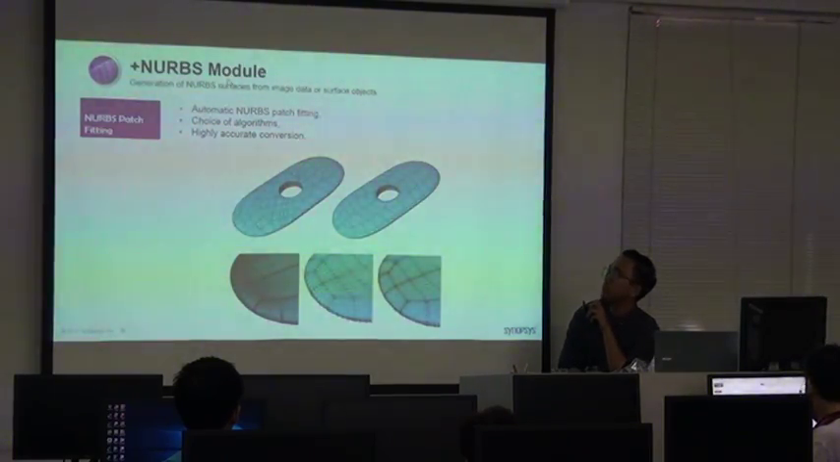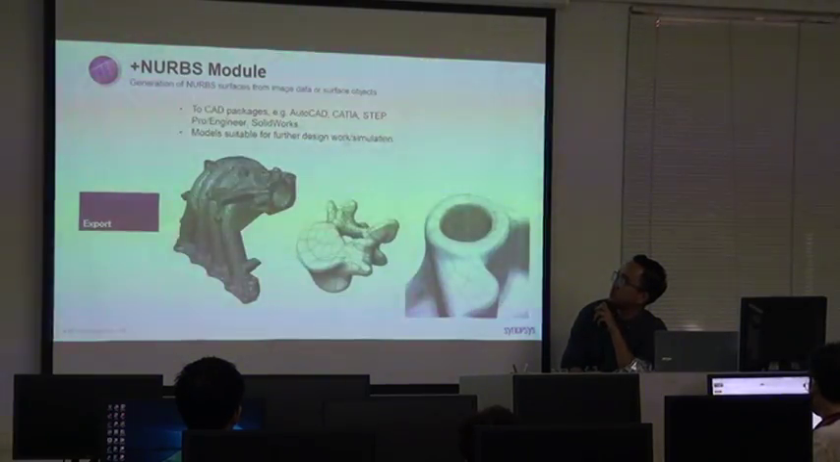And then we also have a NURBS module. The NURBS module generates a NURBS surface. Then the NURBS surface can be exported into AutoCAD, CATIA, or STEP for further enhancement or modifications.